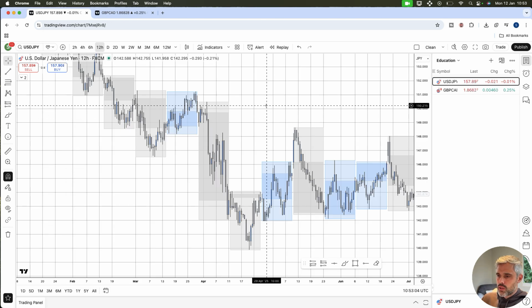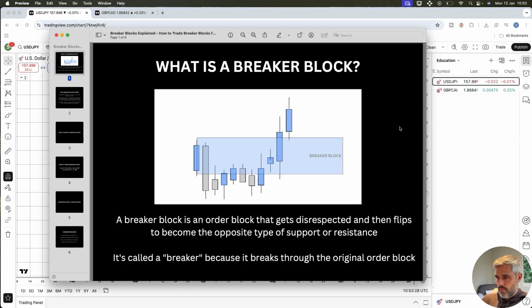Hey guys, so today we're going to talk about breaker blocks, how to integrate breaker blocks into your swing trades to place higher probability trades, to get more accurate entries, and to give you more context as to where there might be areas of liquidity on your charts that you can use as fuel to actually enter those higher probability trades. Very quickly, we're just going to touch on the definitions of a breaker block.